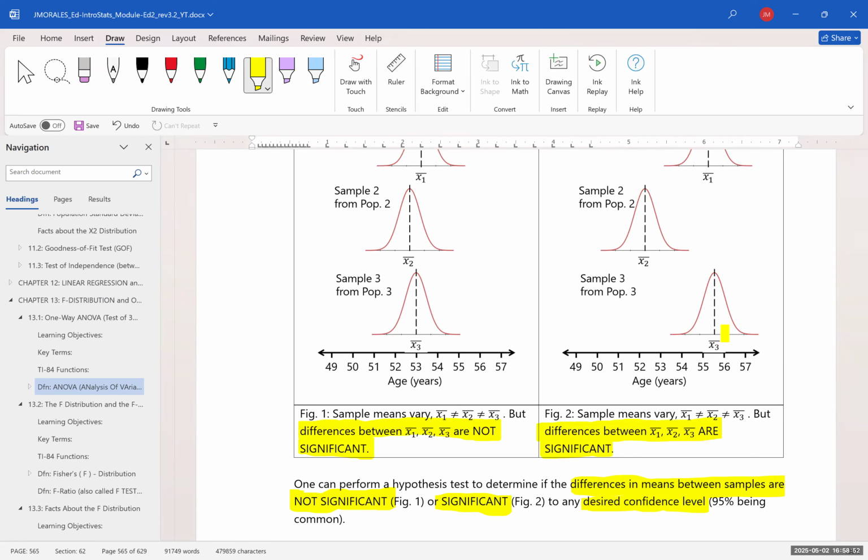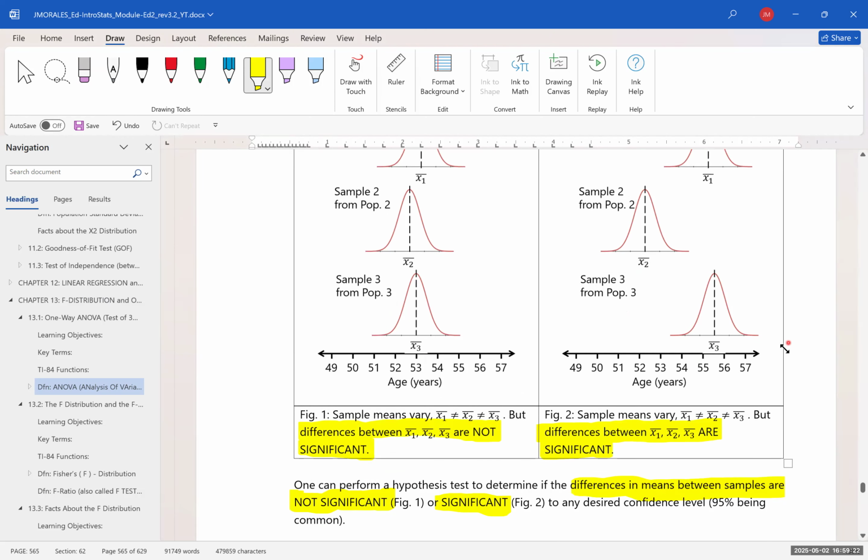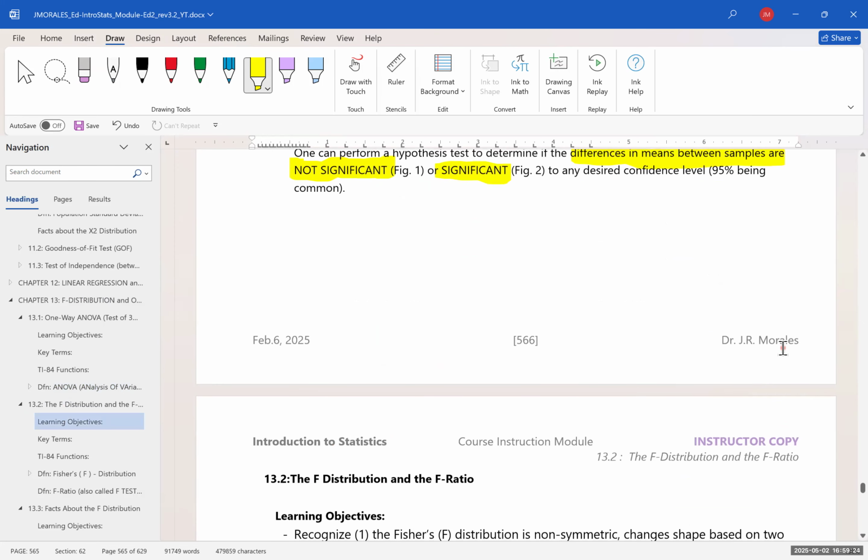Now, the unfortunate thing is that analysis of variance, when you apply it to 3 or more means, won't tell you which mean or means caused the problem, which samples caused the break from not significant to significantly different. It'll just tell you if a bunch of samples are significantly different or not. That's about it.